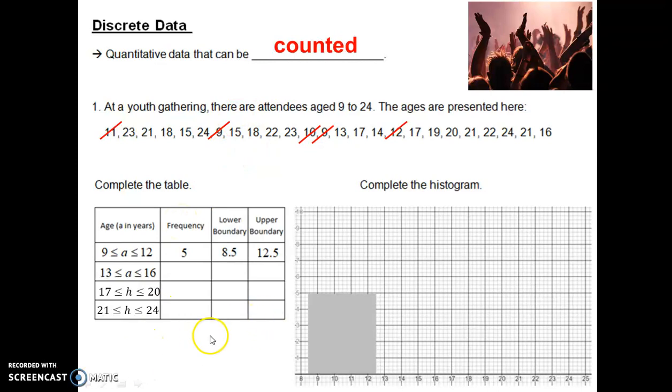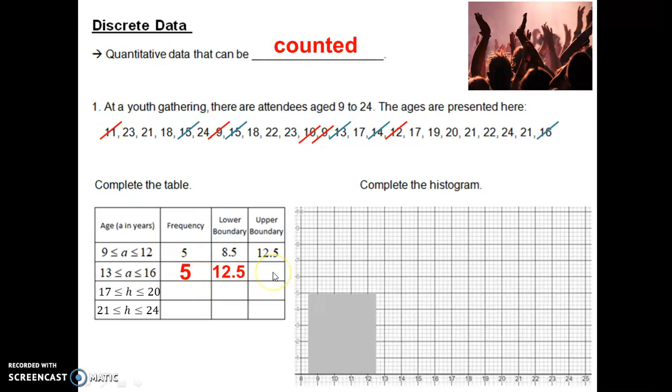So now, how many would you get here? Count this number here. Let's see what you get. 1, 2, 3, 4, and 5. I just crossed out all the values between 13 and 16. 5, it's also 5, just like the first was.